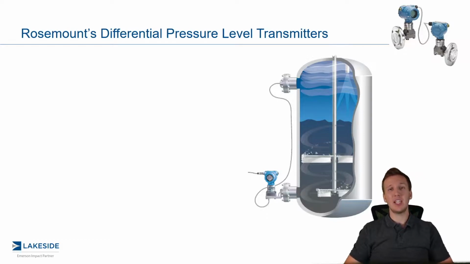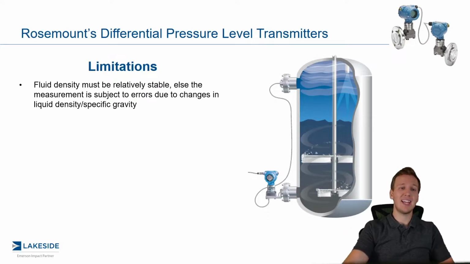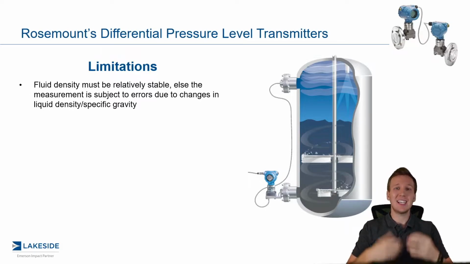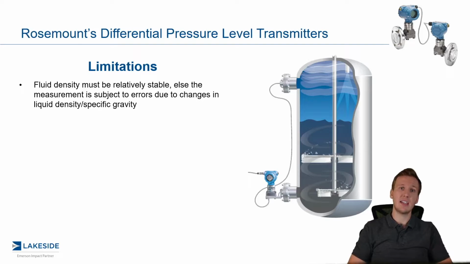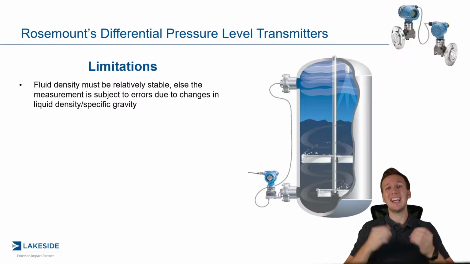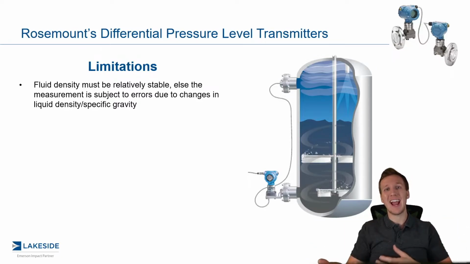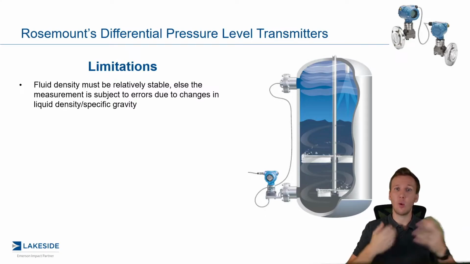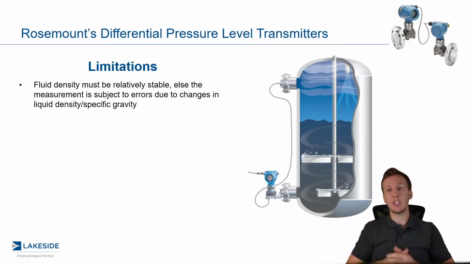Now, one of the biggest limitations for a DP level transmitter is the fact that it is impacted by fluid density. We have to make a density assumption when we are configuring a DP level transmitter, and that means the density is held fixed. That is not always the case. In some situations we might have a reactor that operates at a specific pressure and temperature always, so maybe that's fine. But if we have other applications where there is large variability in pressures and temperatures, we're going to see a level measurement that is proportionally in error by how much that specific gravity or density is changing. So very important to understand.